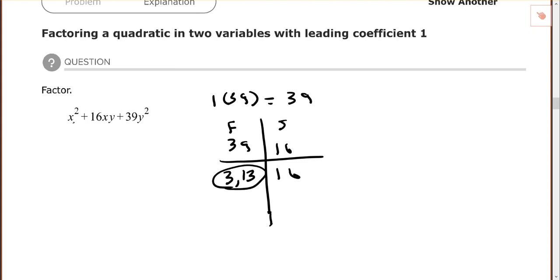Now the difference here is that I have an x squared here and a y squared here. So when we set up our parentheses, we need to put an x and we need to put a y at the end there. So an x and then a y. Now you see I left a little space after the plus because the two coefficients, or factors, that I found are still going at the end with the y. So 3y and 13y. So x plus 3y times x plus 13y.